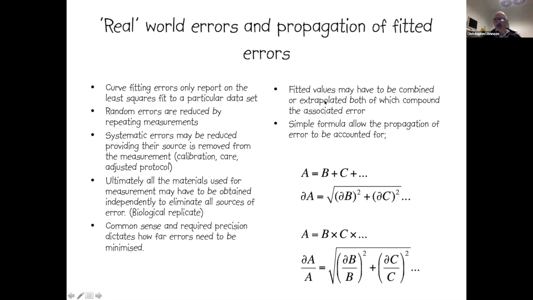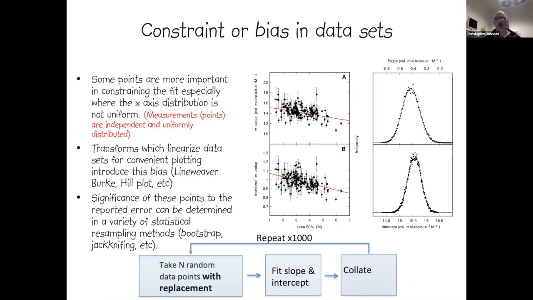Another comment is just that fitted values are sometimes combined or extrapolated, and if you do this, that will compound the associated error. There are simple formulae that allow you to take account of the propagation of errors for the sum or difference and for the multiplication or division of parameters. And finally, just a word about the constraint or bias in data sets and approaches to get around that.